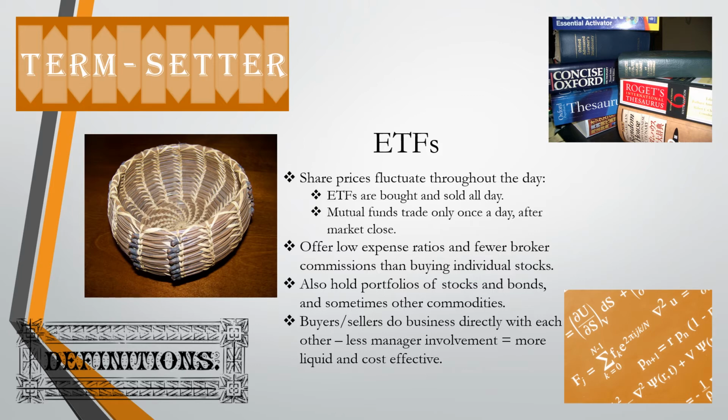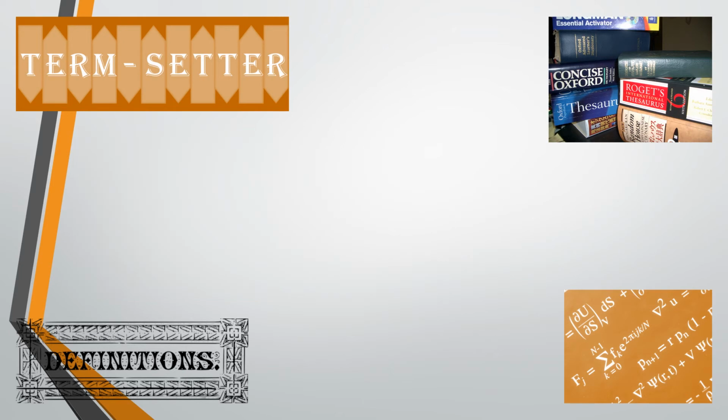Both ETFs and mutual funds hold portfolios of stocks and/or bonds, and occasionally something more exotic, such as precious metals or commodities. In an ETF, buyers and sellers are doing business directly with one another, so the managers have far less to do, making ETFs more liquid and cost-effective.